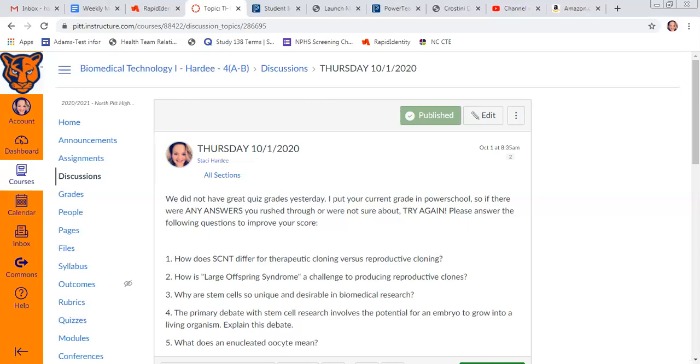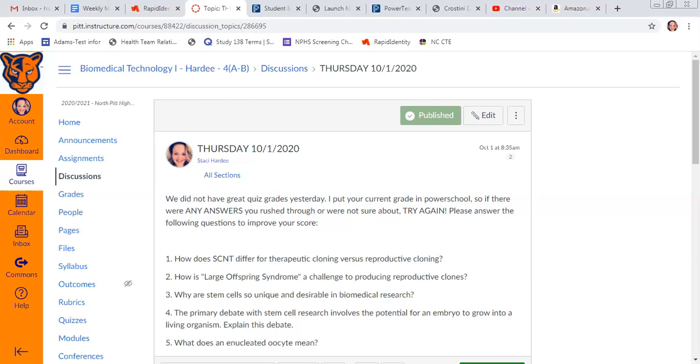Number three, why are stem cells so unique and desirable in biomedical research? I'm going to go straight to my note guide, and I'm going to give you a little bit of a hint. When we did our note guide and we were talking about stem cells, there's a big why, and there are some arrows that come through it. That's why stem cells are so cool to work with, and why stem cells are so desirable to have in biomedical research. That's why therapeutic cloning is gaining more and more steam and more support because of stem cells, and the why is in big blue letters.